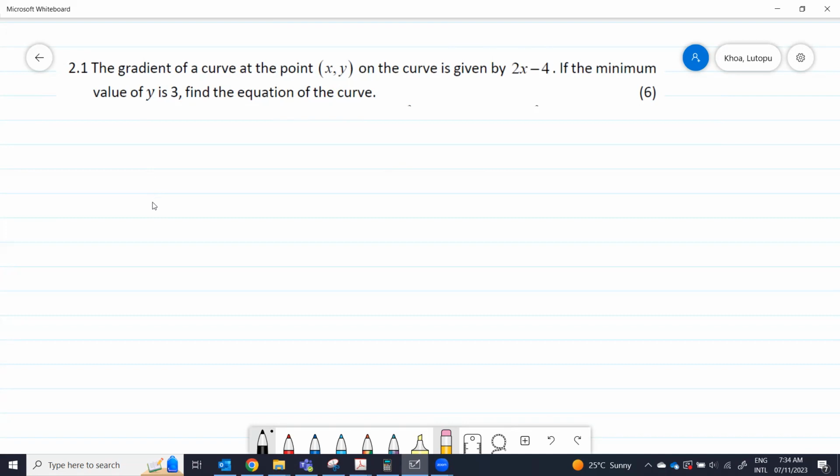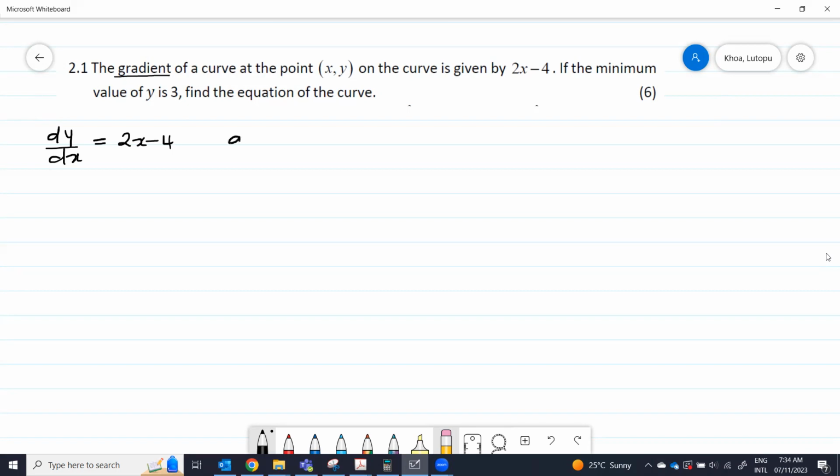So what we need to do is always read the question carefully and make sure you understand the words that are in the question. So the first thing we're told is we have a gradient. So we know that our gradient, the slope, that is dy dx. So dy dx is equal to 2x minus 4. And then the minimum value of y is 3.